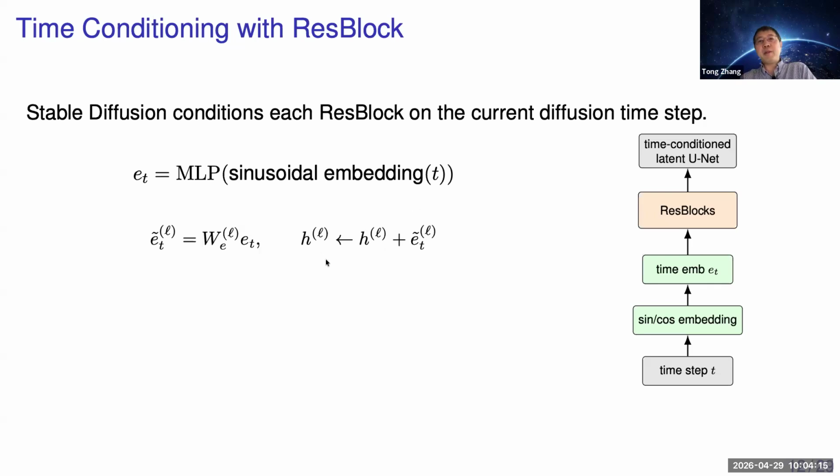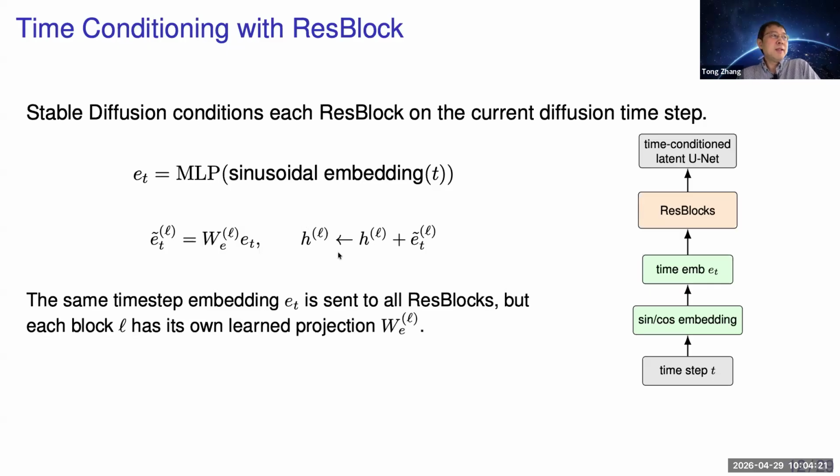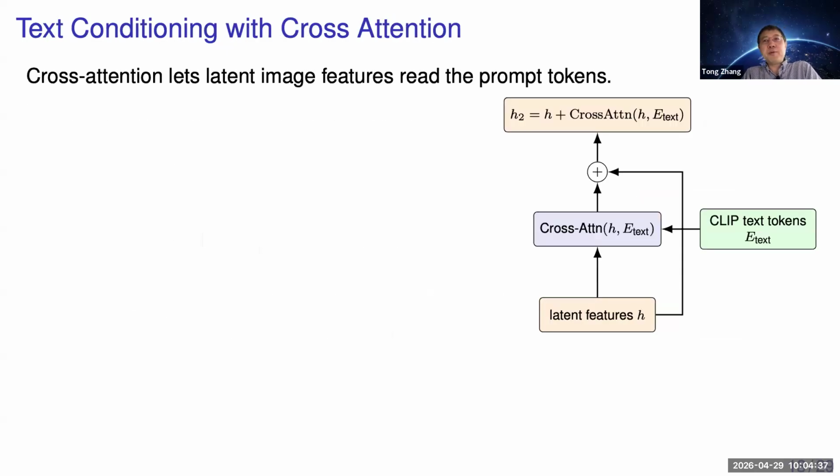But here is one thing in this particular implementation. The same time embedding is sent to all res blocks, but each block has its own learned projection. So basically, roughly, this is how it works. We just quickly go through, so you just have an impression of how this is implemented. That's good enough. We don't need to know too many details.